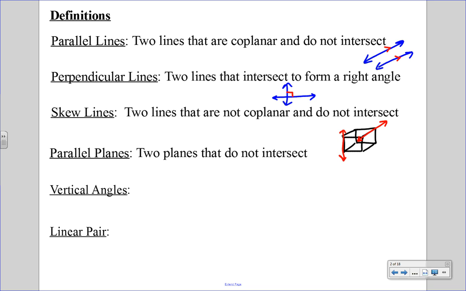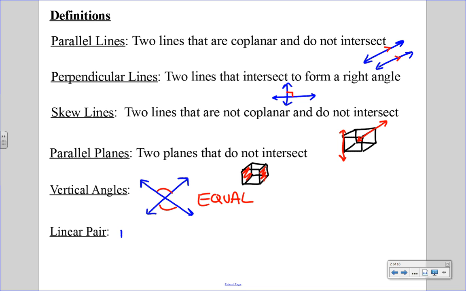And now parallel planes are two planes that do not intersect. So if I draw a cube again, these two red planes right here would be parallel planes, okay? Now we have to remember what vertical angles and a linear pair are. We've talked about these before, but they keep on popping up, so we definitely need to know what vertical angles are and their properties. So if we have two lines that intersect, we can have vertical angles on the top and the bottom, or the left and the right, and we have to know that they're equal.